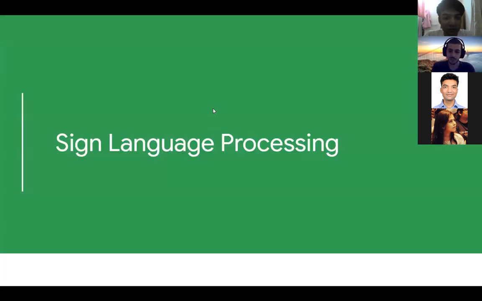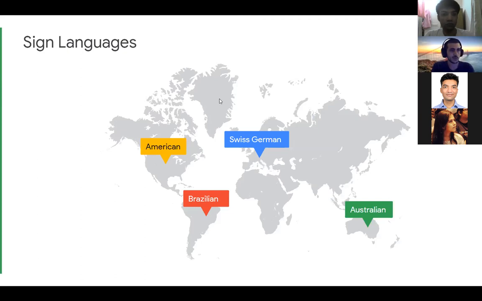I want to say a bit about sign language processing before we get started with the actual paper. One misconception that exists is that there is just one sign language, and that is not true. There are many sign languages, mainly depending on geographic location. And there is not only one sign language even per location.